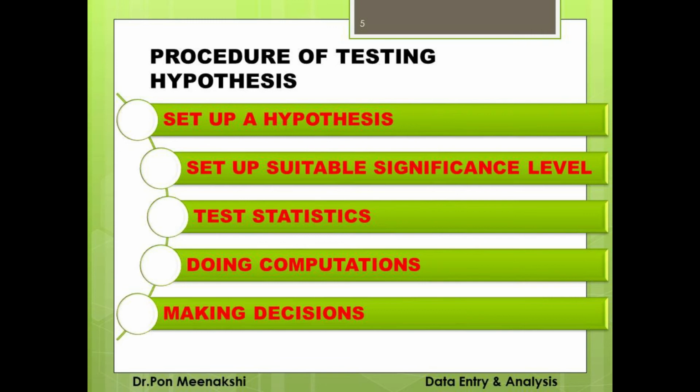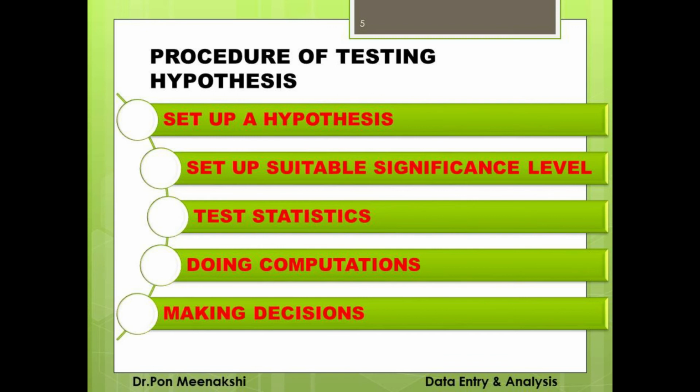And the second step is set up a suitable significance level. Probably 90% or 99% significance level we can follow. And the third step is test statistics. Here we are using any parametric or non-parametric test. If we are using Z test, Z distribution, where the sample size is equal to or larger than 30 we can use it, or if it is less than 30 we can go with T test.